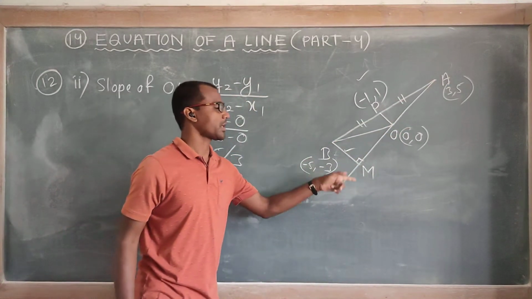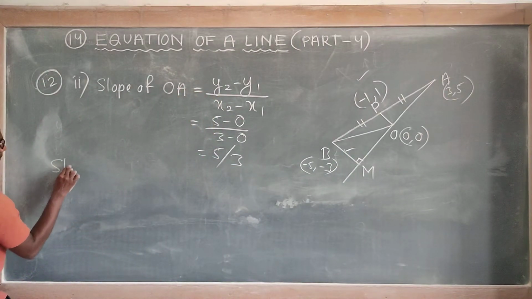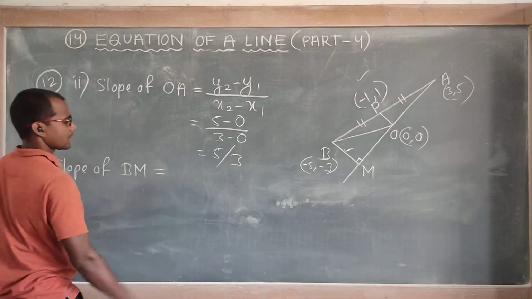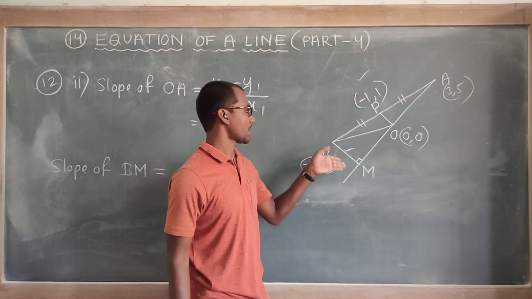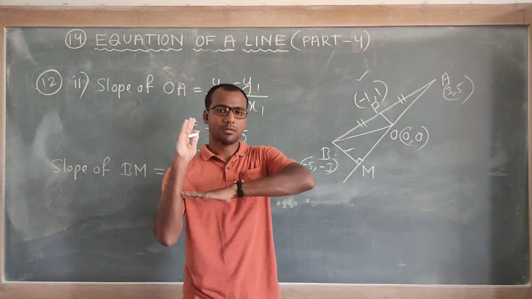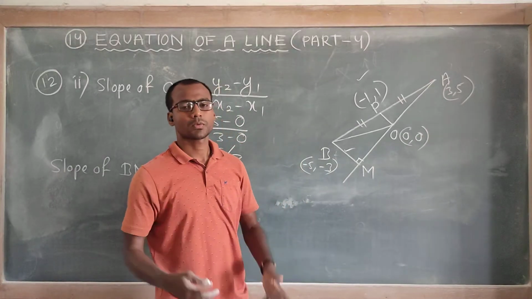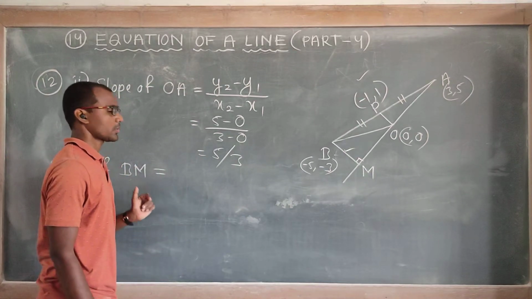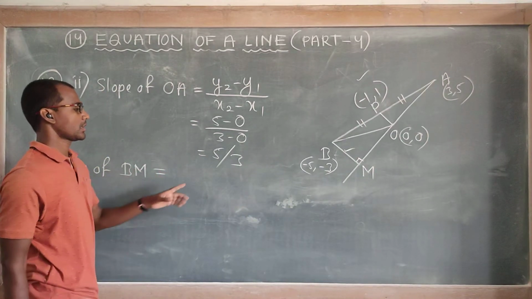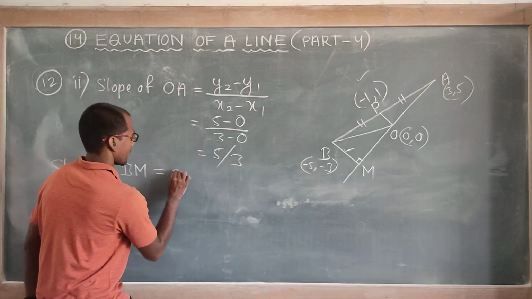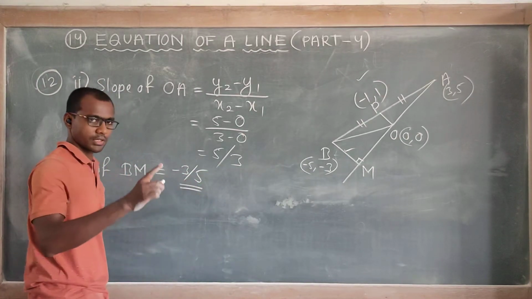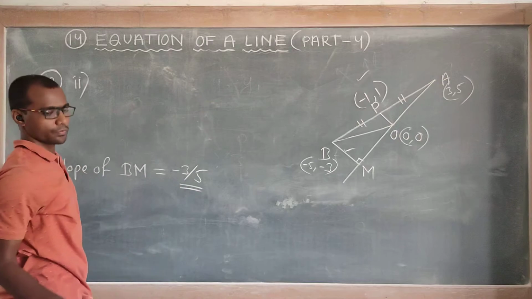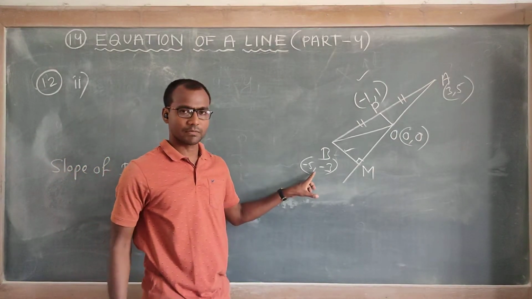So what will be the slope of the line BM? See, BM and AO are perpendicular to each other. So the product of the slopes will be -1, or I have given a trick that if one is 5 by 3, the other slope, means the slope of this line BM, will be: take the reciprocal, change the sign. So we got the slope minus 3 by 5. Then one point has been given to you, -5 comma -3.